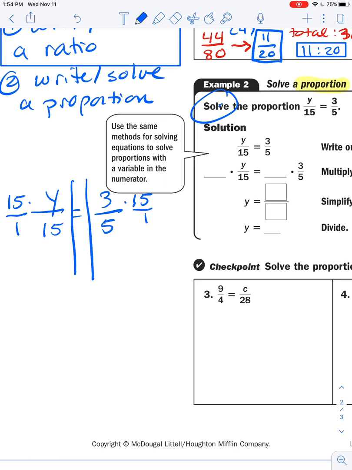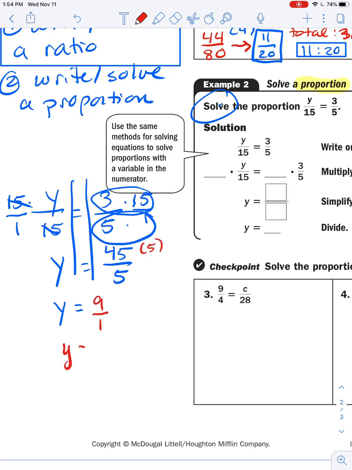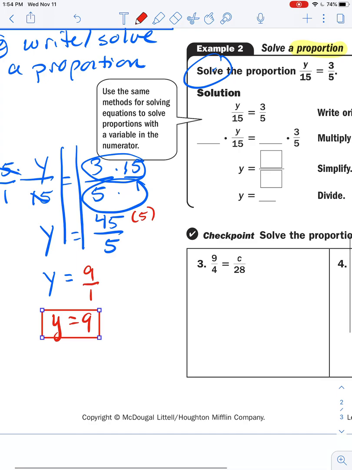And keep in mind that a 15 is always over 1 because it's not a fraction. So any whole number is always over 1. On the left side, it cancels out. Over here, you'd get 3 times 15, which is 45. And on the bottom, 5 times 1 is 5, but that can be reduced or simplified because 5 goes into both. And so you would get 9 over 1, or simply 9.